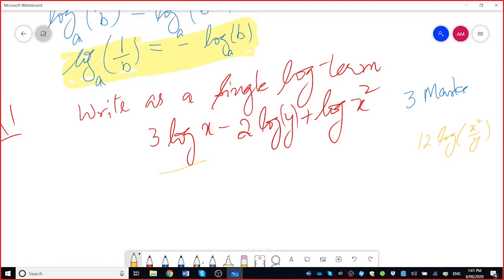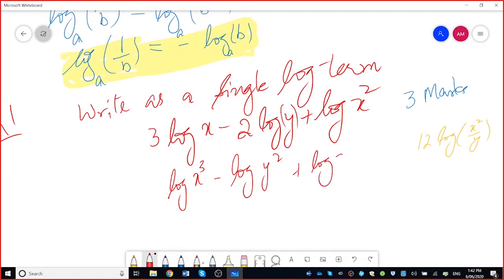Okay, let's look at it. Look at this equation. Can I take this 3 inside the logarithm? So what would this be? It would be x cubed, so with the log, it becomes log x cubed. What about the next? Minus log y squared.